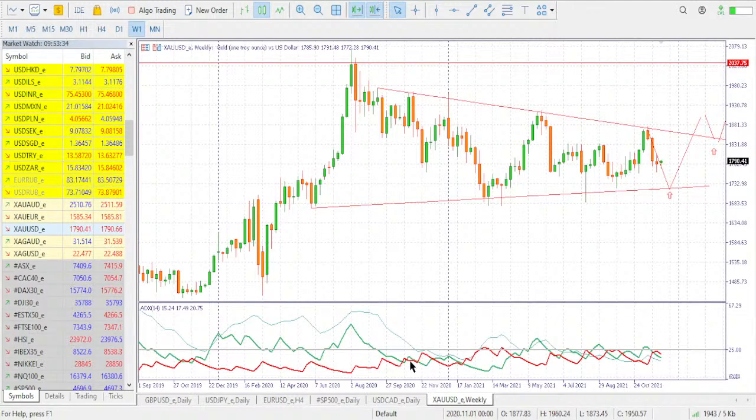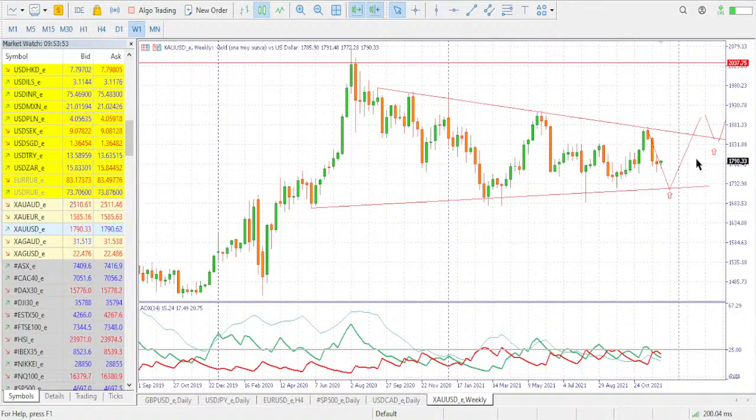You can see from this point here, the two lines have remained below the level 25, which means the price is consolidating. So as long as the price is consolidating, we are still within this shape here. We'll be selling from the upper line and then buying from the lower line.